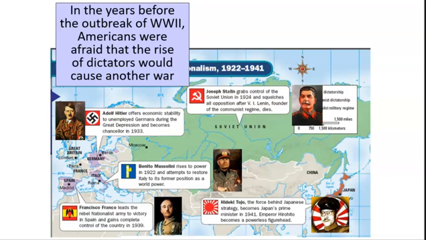Now, in the years before the outbreak of World War II, for the Americans, we were very afraid that the rise of dictators around the world would cause another war. We kind of saw that happening, and we saw dictatorships and totalitarian regimes rising throughout the world. In Russia, you had Joseph Stalin, in Italy Benito Mussolini, in Spain Francisco Franco, in Germany Adolf Hitler, and in Japan Hideki Tojo. So you've got all of these leaders all around the world.